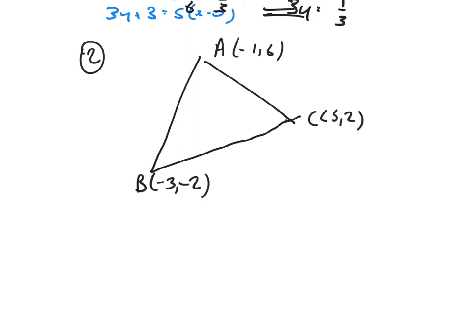Part A says find the equation of the line P, which is the median of triangle ABC. So it's the median from C. So the median from C will cut the line AB in the middle. Okay, so let's find the midpoint.